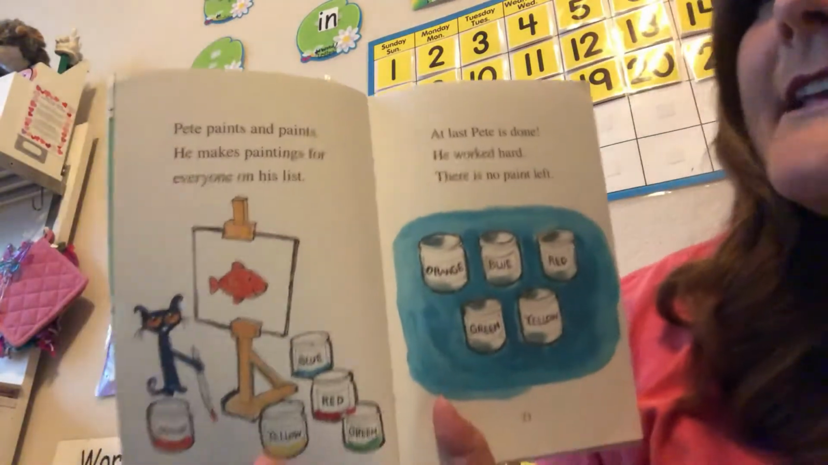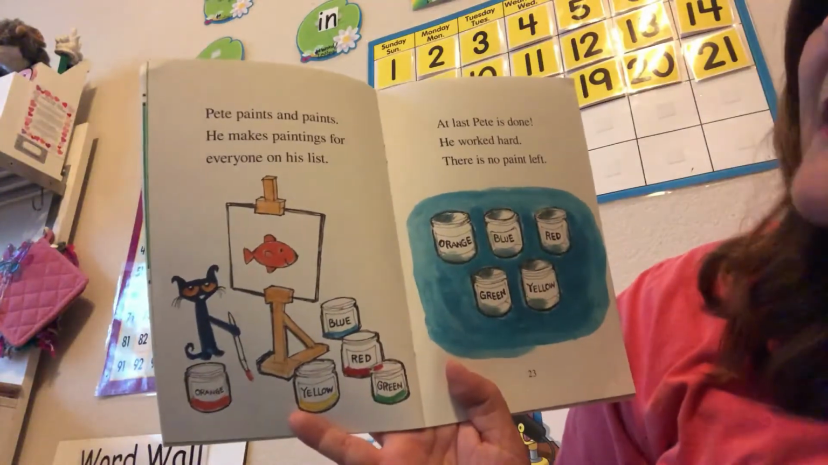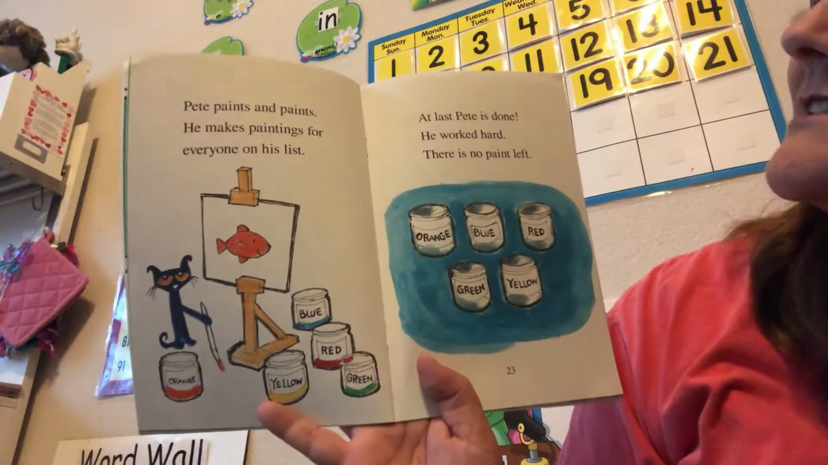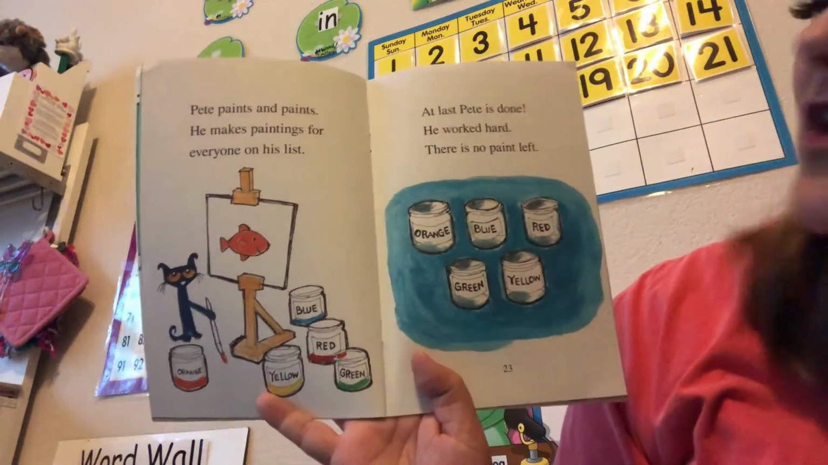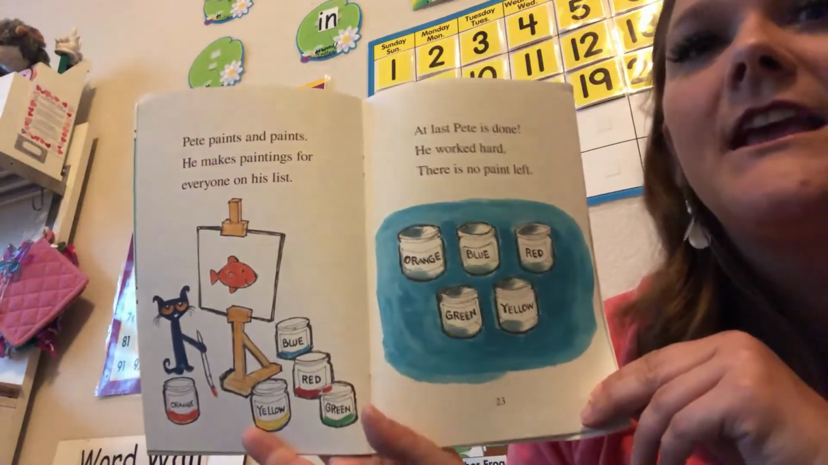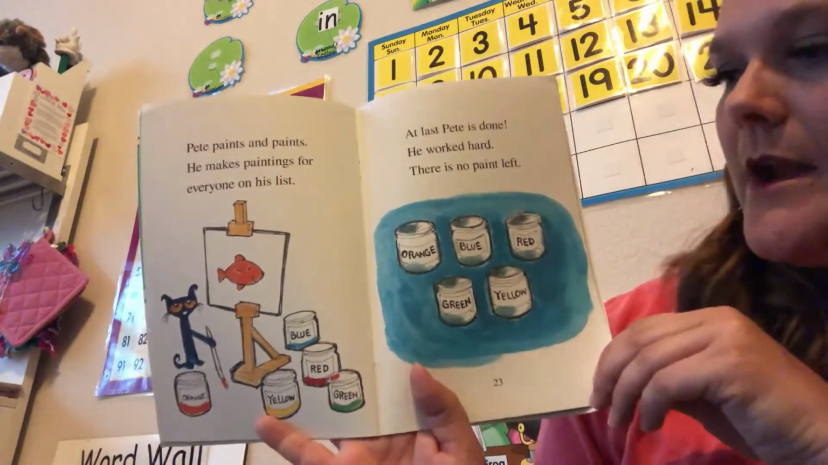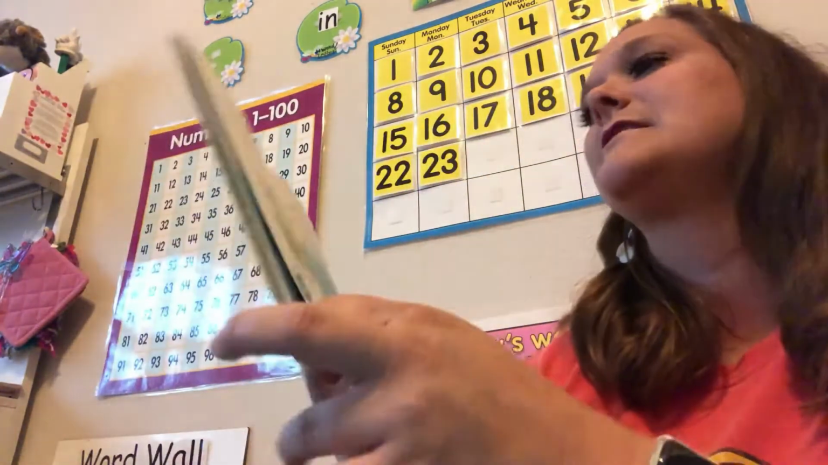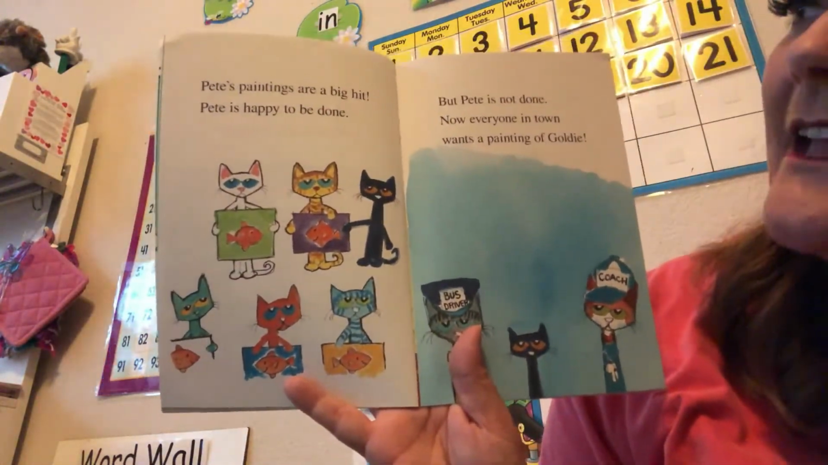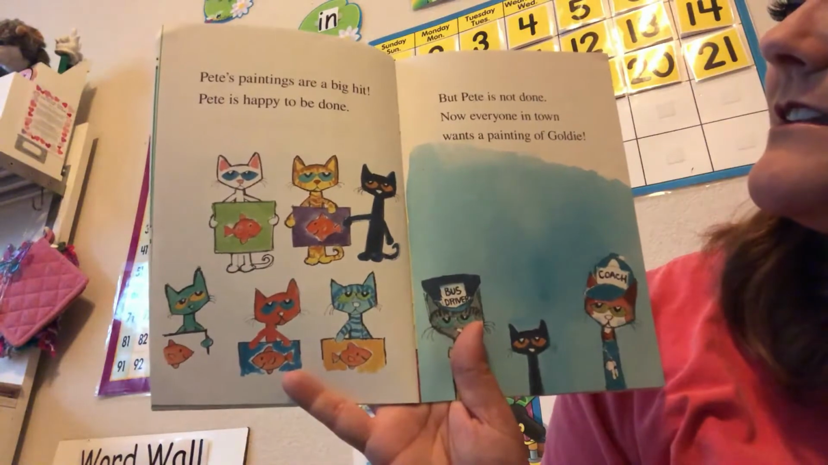Pete paints and paints. He makes paintings for everyone on his list. At last, Pete is done. He worked hard. There is no paint left. He used all of it. That's a lot of paint. Pete's paintings are a big hit. Pete is happy to be done.